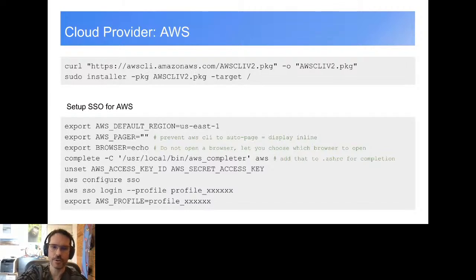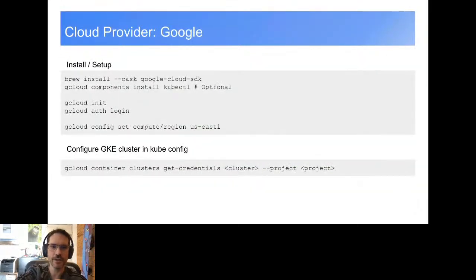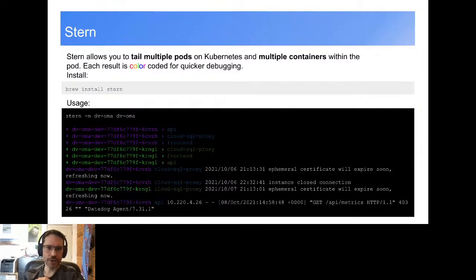Again, that's a helper, but you should know that, AWS EKS update. And then there is the same thing for Google, and there is nothing very special in here. Stern, brew installs Stern. Stern is, to me, the best tool for displaying Kubernetes logs.